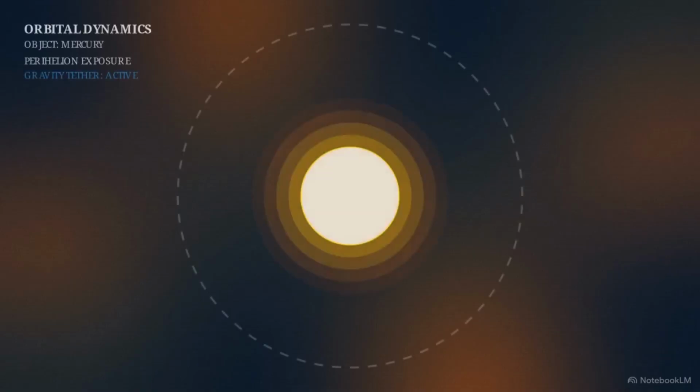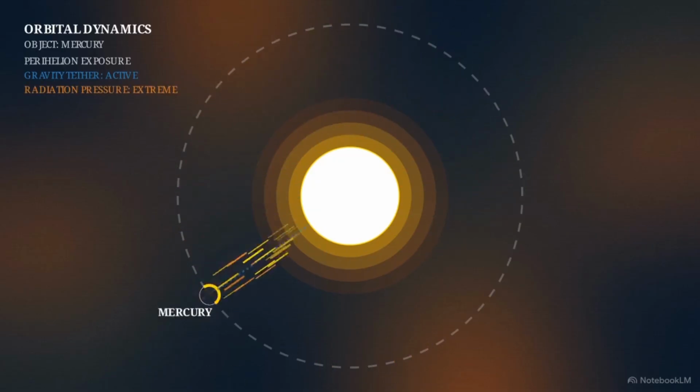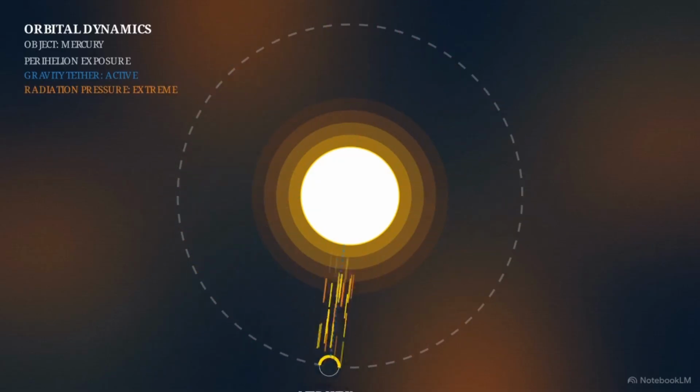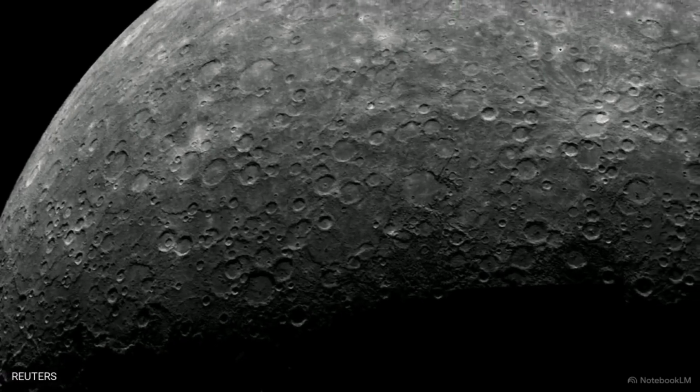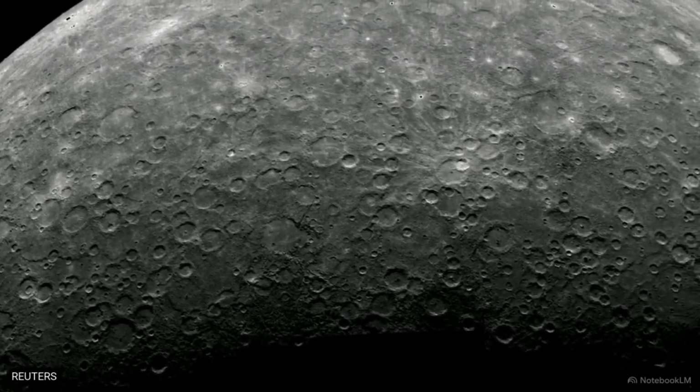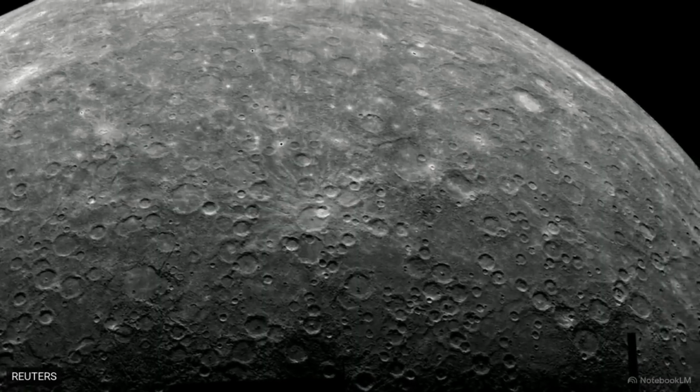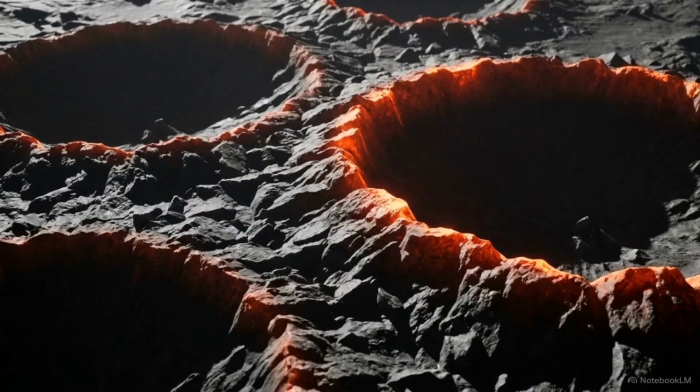The first object in our path is caught in the Sun's immediate gravitational grip. It whips around the star at nearly 30 miles per second, taking the brunt of the extreme solar radiation. This black and white close-up reveals Mercury's bare surface. With almost no atmosphere to protect it, the rock here is permanently scarred by countless impacts and baked by daytime temperatures hot enough to melt lead.